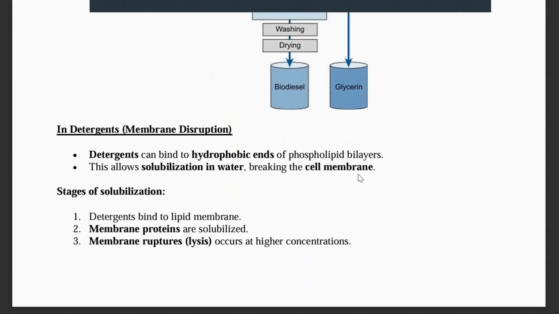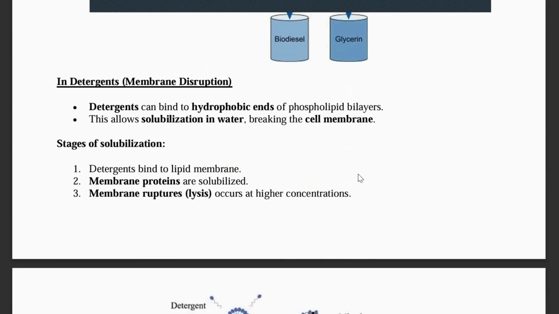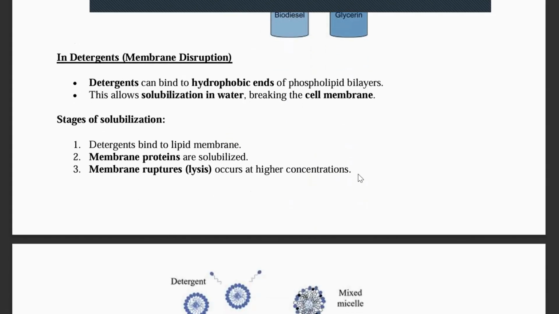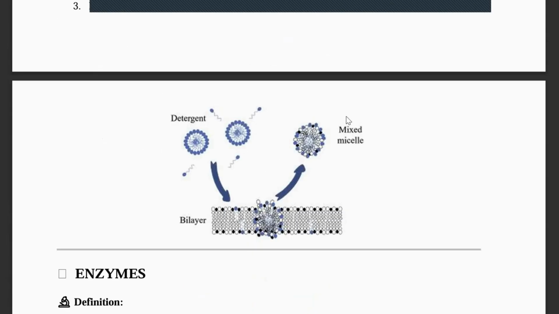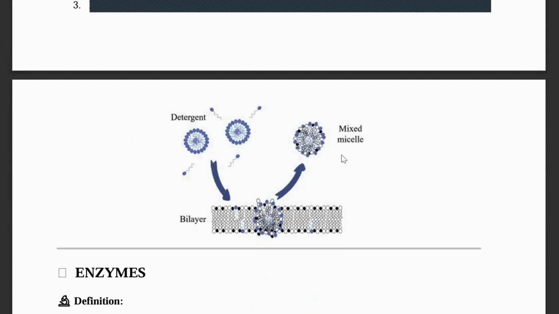In detergents, membrane disruption: detergents can bind to the hydrophobic ends of the phospholipid bilayer. This allows solubility in water, breaking the cell membrane. Stages of solubilization: detergent binds to the lipid membrane, membrane proteins are solubilized, and membrane rupture occurs at higher concentration. This is a detergent. This is a bilayer. This is how a mixed micelle is formed.